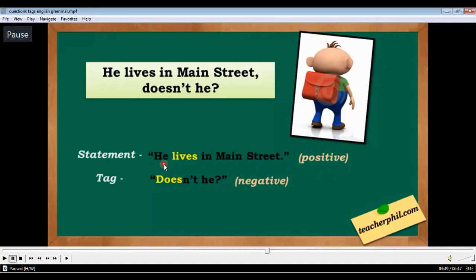Again, we discussed this do, did, or does also in our rules. Like if we do not have any modal or auxiliary verbs in our statement, then we use do, did, or does according to the statement. So here we need to follow the subject because the subject is singular, so we used does. And our statement is in positive form, so we use not, and then he, the subject. So this is how we have to make question tags.